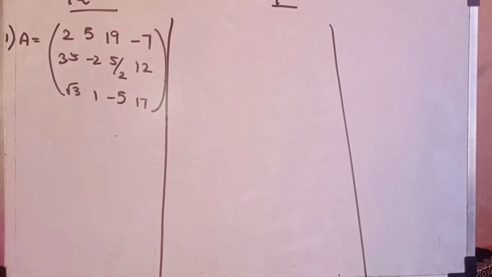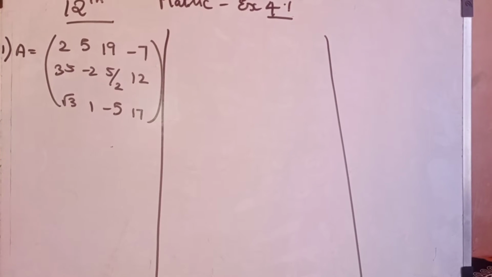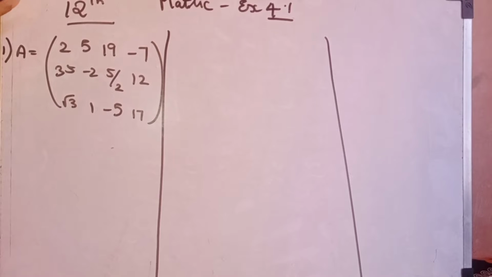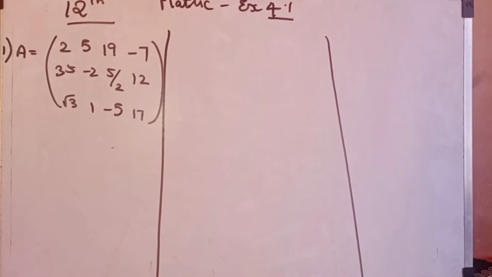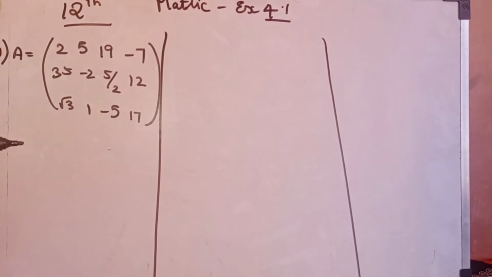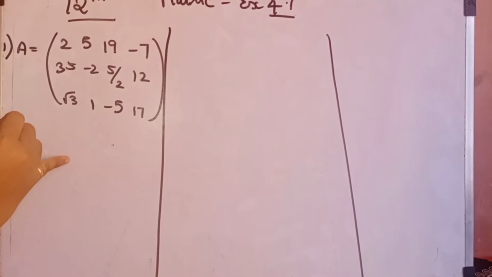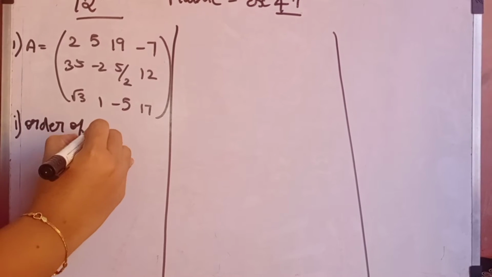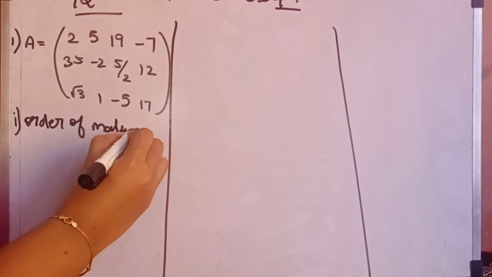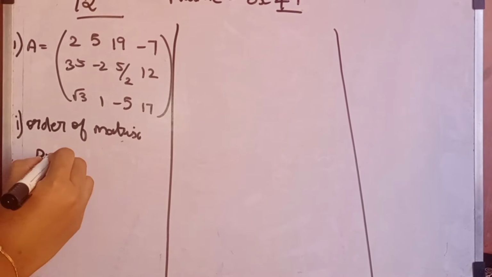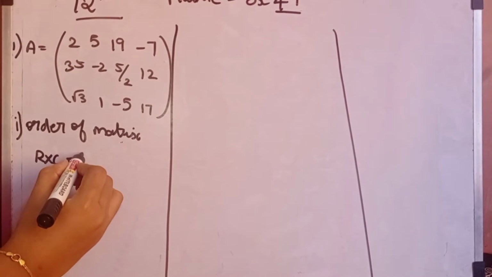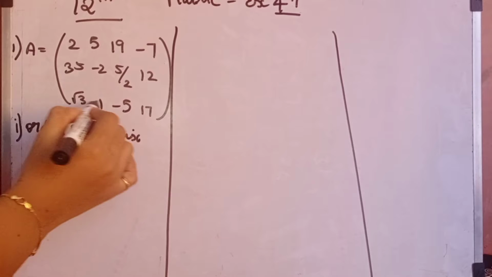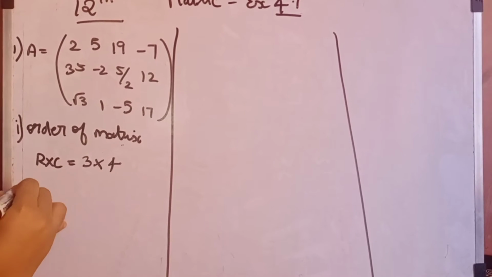So in this video we are going to see exercise 4.1 Matrices for 12th CBSE book. The first sum they have given is, if A is equal to this matrix, they have asked to find the order of the matrix. What will be the order of the matrix here? Order of a matrix is nothing but R into C, right? How many rows do we have in this? We have 3 rows and 4 columns. So the order of the matrix will be 3 into 4.